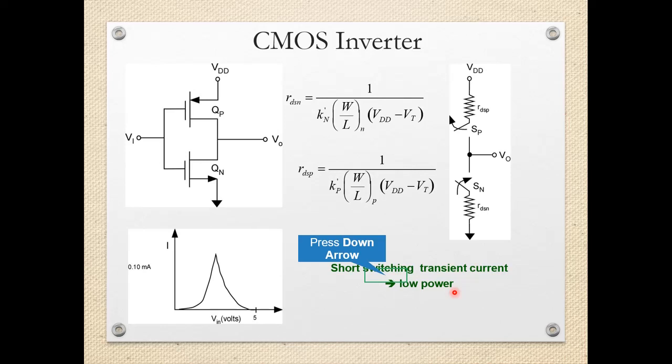But it will result in some short switching transient current, but that is very small, and you can see this graph. So the current will be there, a switching transient current, but that will be for a very short duration, and the amplitude is also very small, and that will require low power. So power consumption will be only during the switching, and that will also be very less.